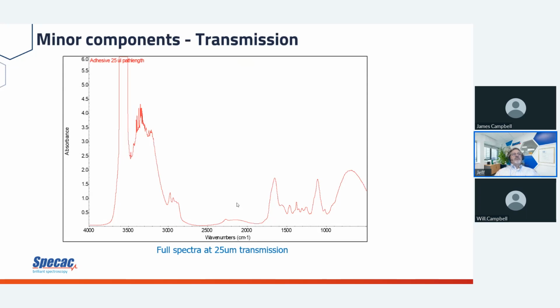Minor components in transmission. Remember that water-based adhesive we had a little while ago? We did it by transmission using the Pearl at 25 micron path length, and we got this pretty good spectra. Obviously, the bands here are way off. They're highly absorbing. But my customer did not care about these. They were looking over here.